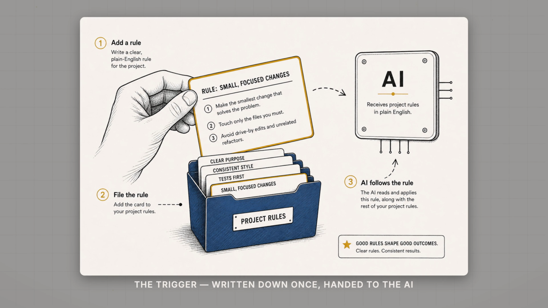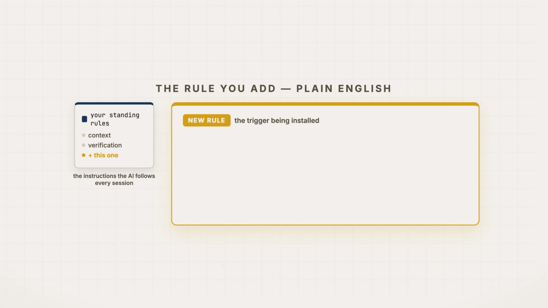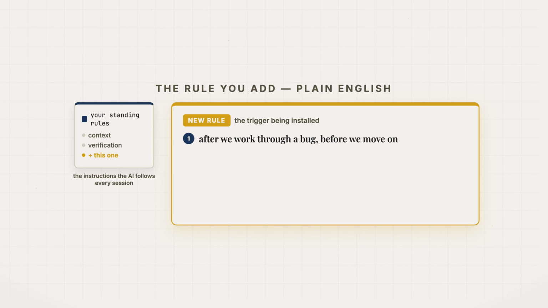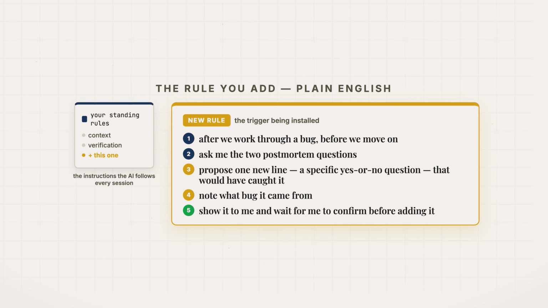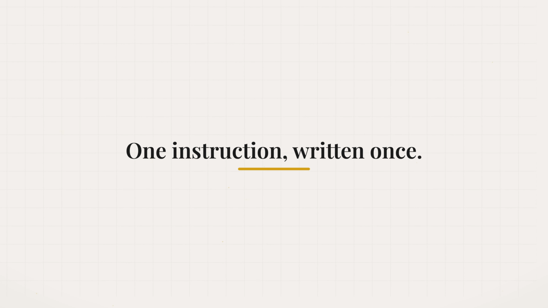In the standing rules you keep for your project, the instructions the AI follows on every session, you add one in plain language. Something like, "Whenever we finish working through a bug, before we move on, ask me the 2 postmortem questions. Then propose one new line for the pre-ship checklist, worded as a specific yes or no question that would have caught it. Note what bug it came from. Show it to me and wait for me to confirm before you add it." That's the rule. One short instruction, written once.